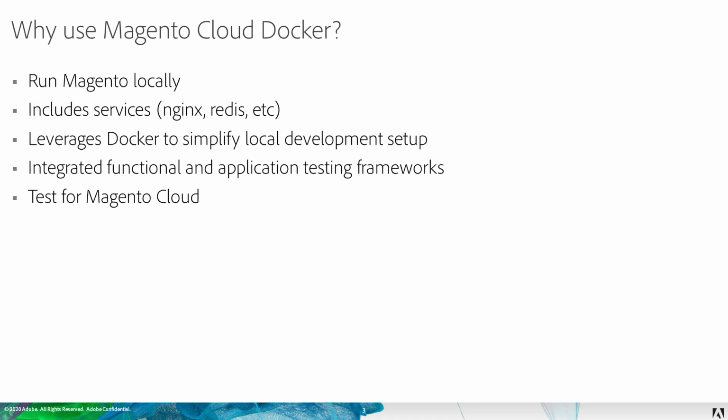So why would you use Magento Cloud Docker? Well, it lets you run Magento locally. It includes all the services you need to run Magento, so you don't have to install a bunch of services on your host machine or manually configure them or cobble together a bunch of different Docker containers. You use Docker, so it simplifies the development setup. You can have different projects with different containers and so on.